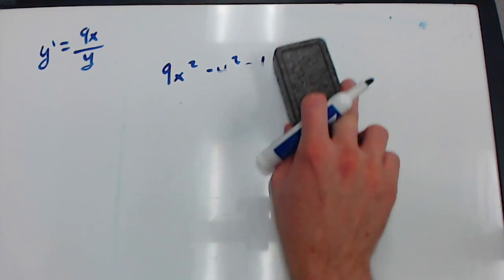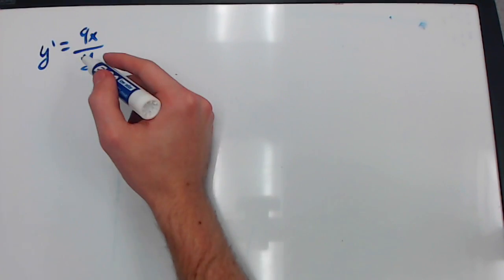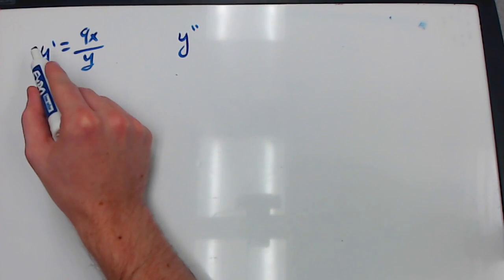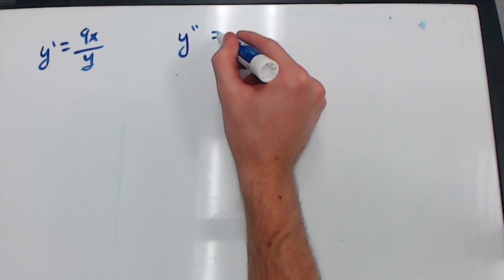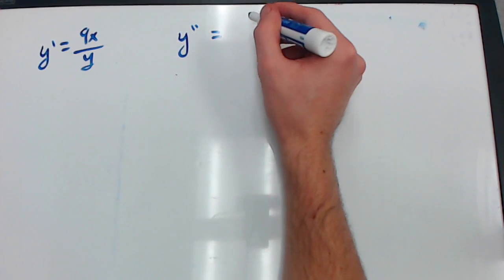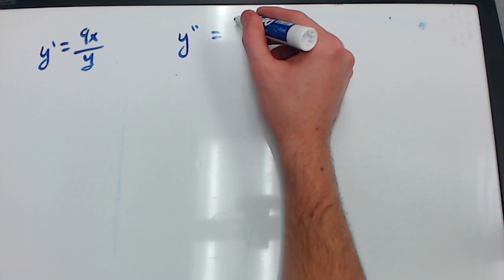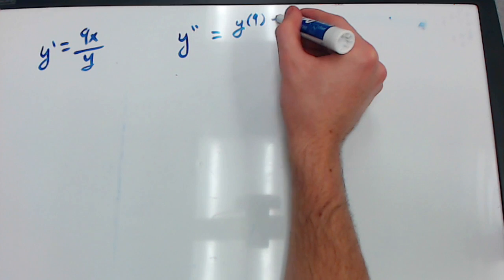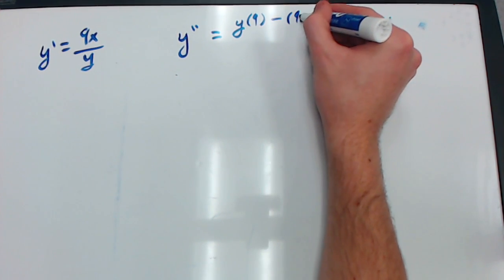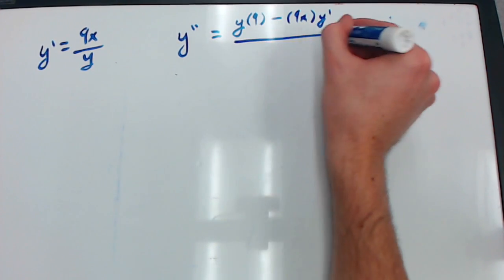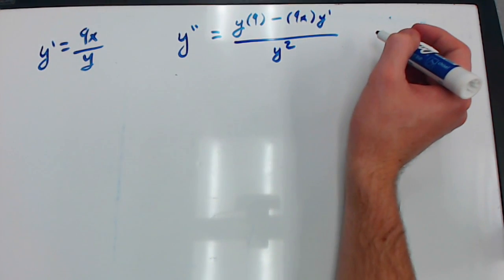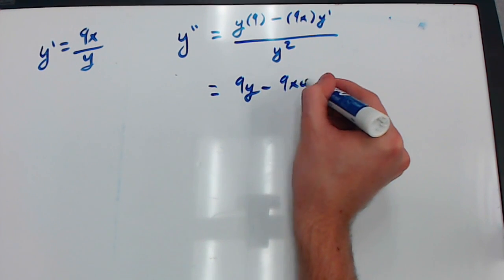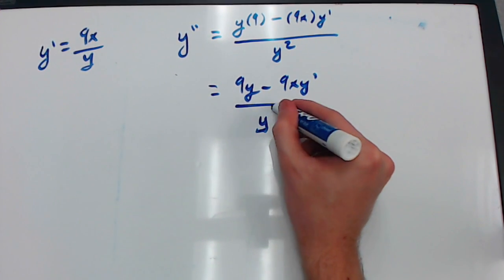So when we take the second derivative, we'll have to do our chain rule, as always. So the derivative of y prime will become y double prime, is equal to our VDU, so y times 9 minus our UDV, so 9x multiplied by y prime, all over v squared. Okay, simple enough. And to simplify it out, we have 9y minus 9x y prime over y squared.